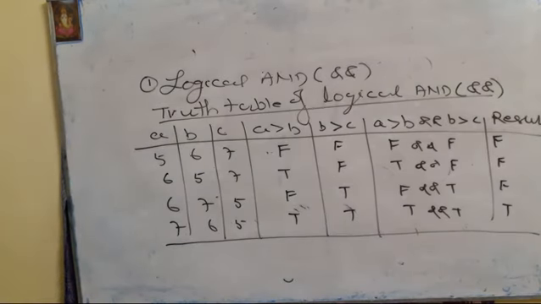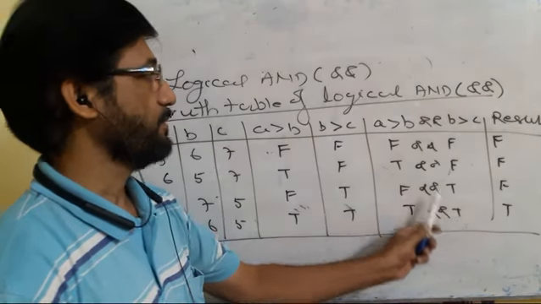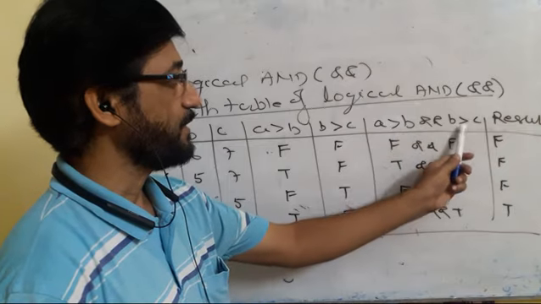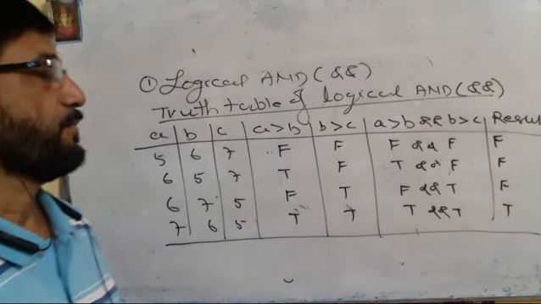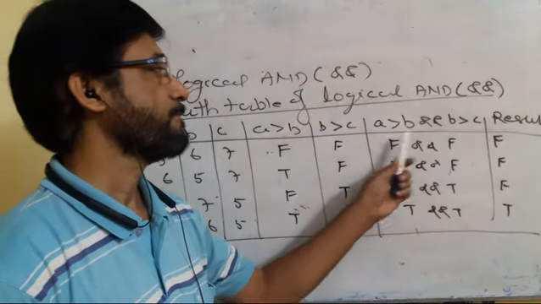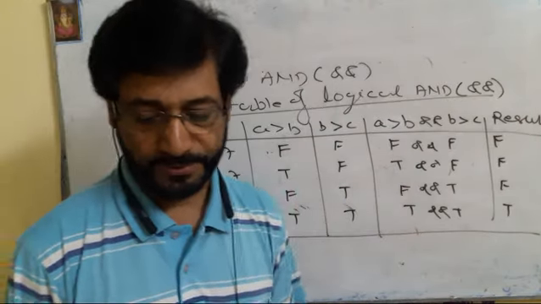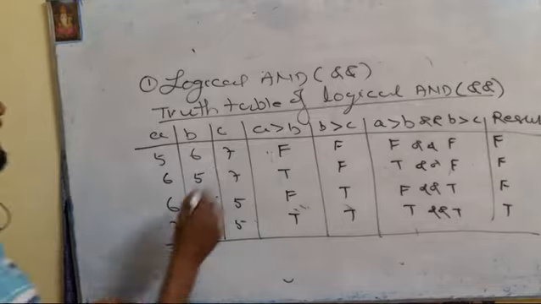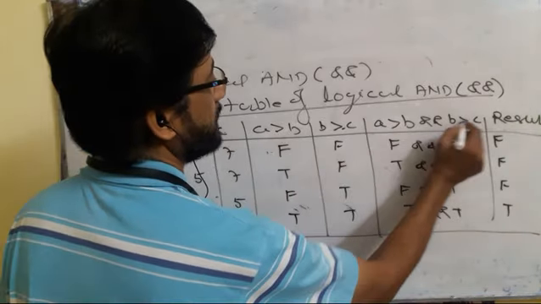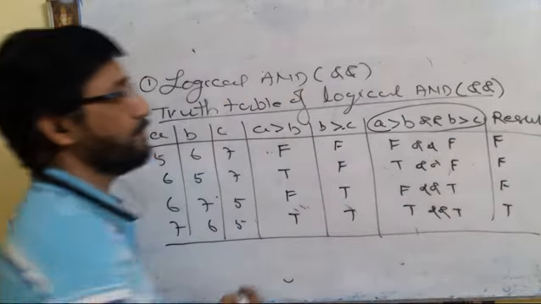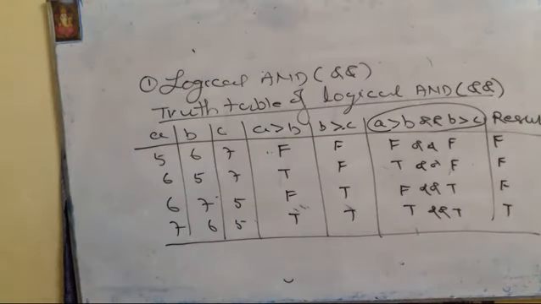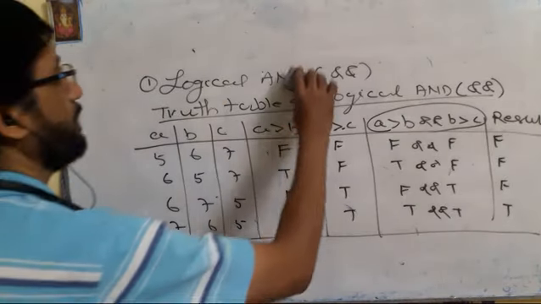As I told, when both the conditions are true, if the first condition is true as well as the second condition is true, then the result is true. Otherwise, the result is false. If any one of the conditions is false, then the result is false. So these are the relational expressions, and this is the logical expression. Okay. Now next we will discuss the logical OR operator.